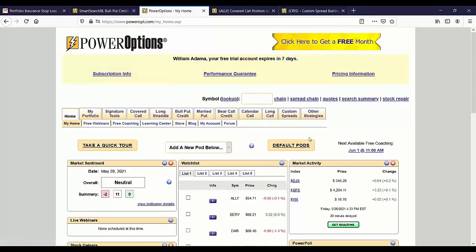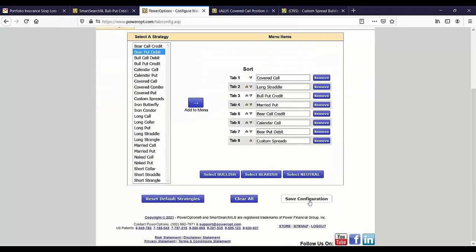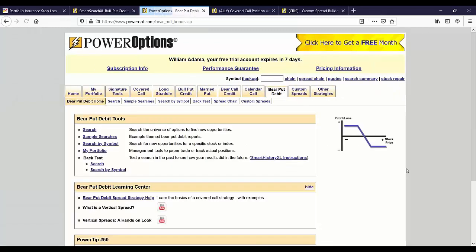John has a bear put debit spread, different than the bull calls we were looking at earlier, the bull puts. We're doing a reverse now here. We're doing a bear put debit spread. Okay, and this is actually a bearish position.